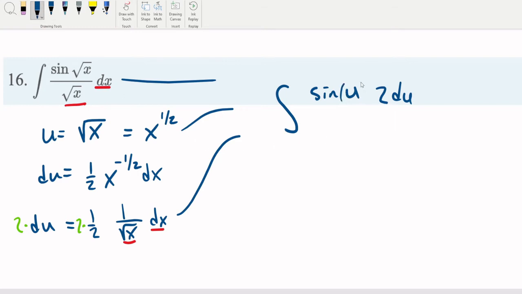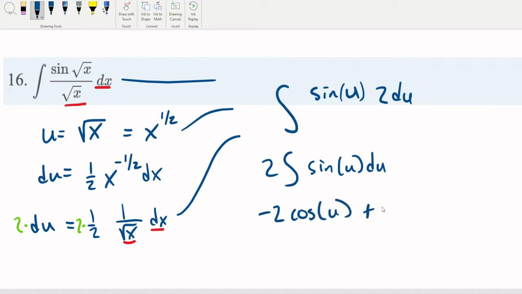Okay, put parentheses around here. So the 2 can come out. Remember, constants we can pull out. And then I'm just back to regular old sine. Okay, do the antiderivative. Negative 2 cosine u plus c. Okay, give my x's back. I don't want no u's. And there we go. Boom.